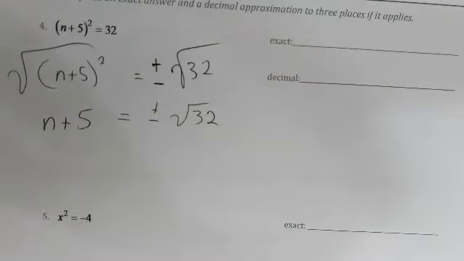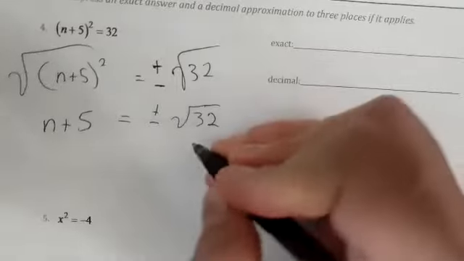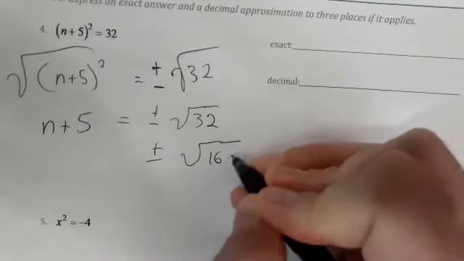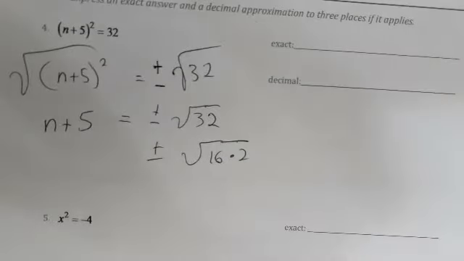Now I'm looking at this. I do have a little bit of simplifying to do on this root 32. So root 32 is going to be what? I could take out 16. If I look at this root 32, it's kind of like root 16 times 2, if that helps. Break it apart step by step.